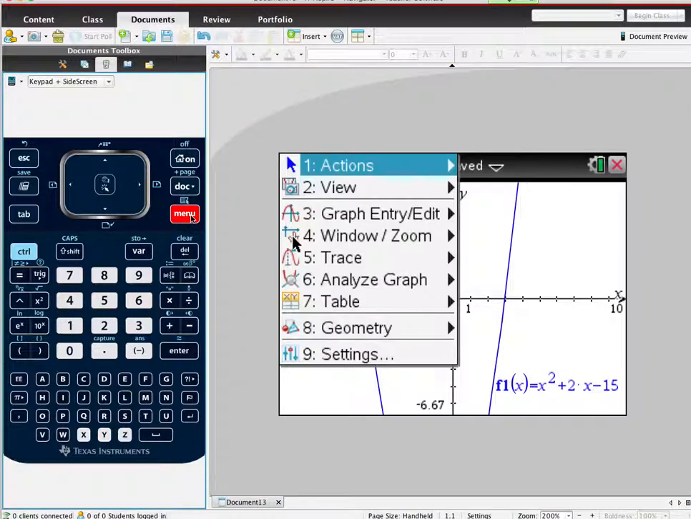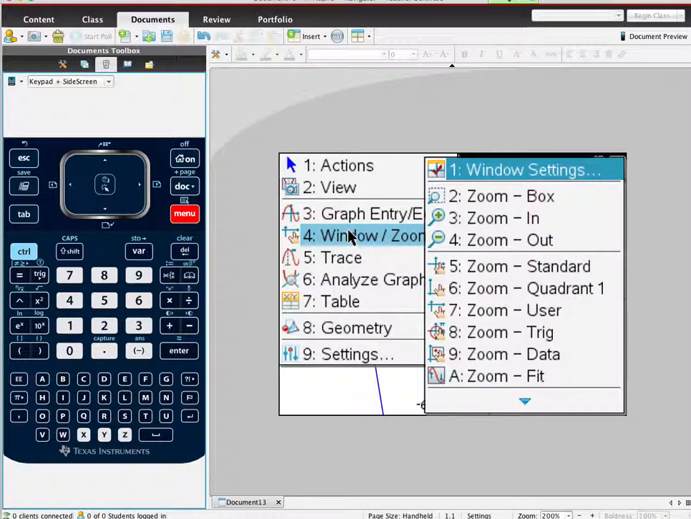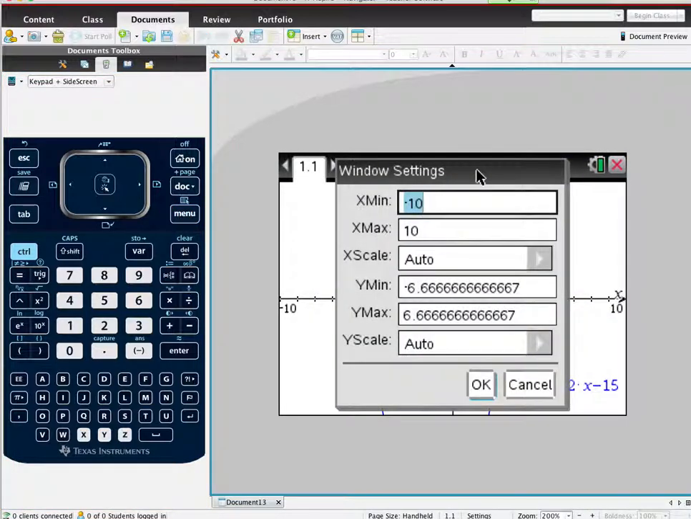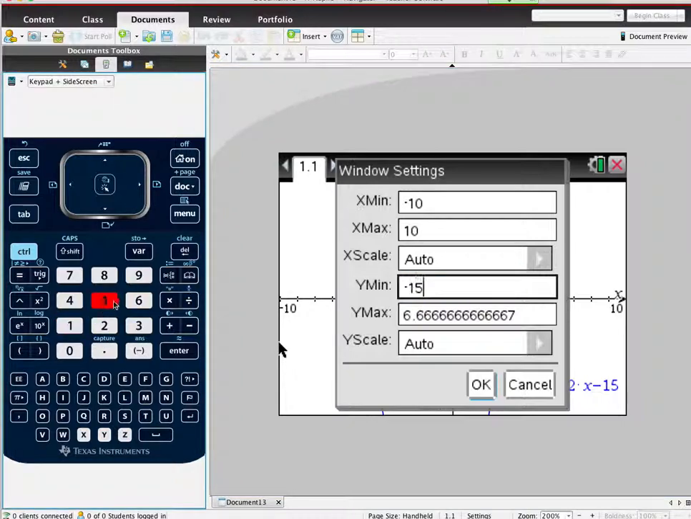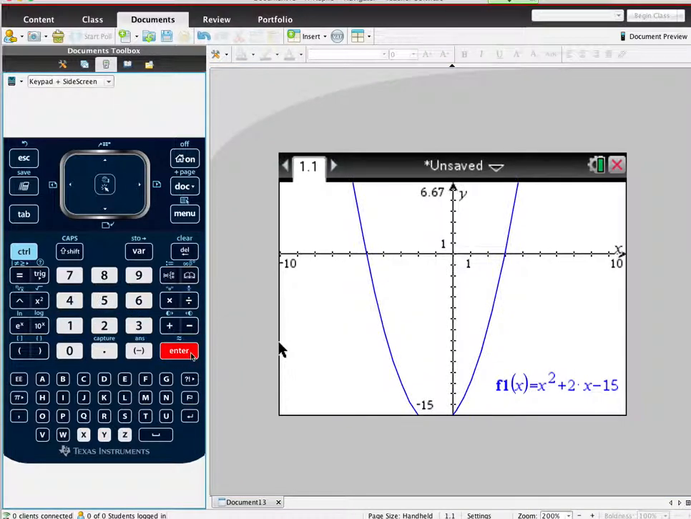So let's go to menu, let's go to window zoom, and let's change our window setting. Now what is it I want to change on my window setting with what Garrett said? The y minimum. So let's change the y minimum. And let's make it -15 and see how close that gets us to the bottom of it.